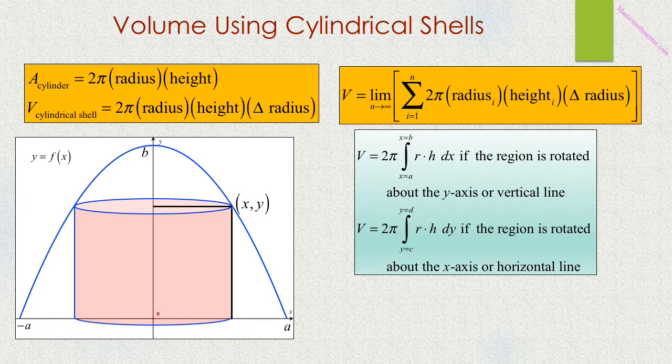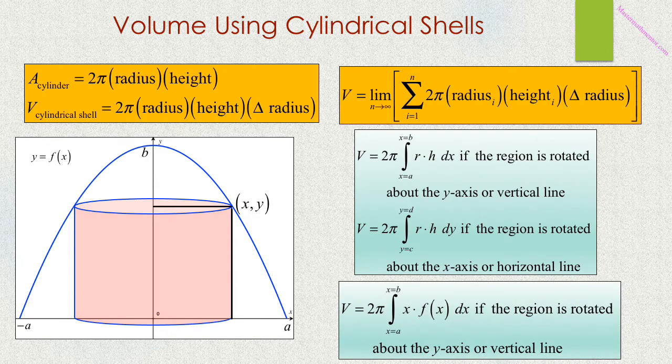We now have our formulas for cylindrical shell volume. V is either equal to 2 pi, the integral from x equals a to x equals b, of radius times height dx, if the region is rotated about the y-axis or a vertical line. Or V is equal to 2 pi, the integral from y equals c to y equals d, of radius times height dy, if the region is rotated about the x-axis or a horizontal line.